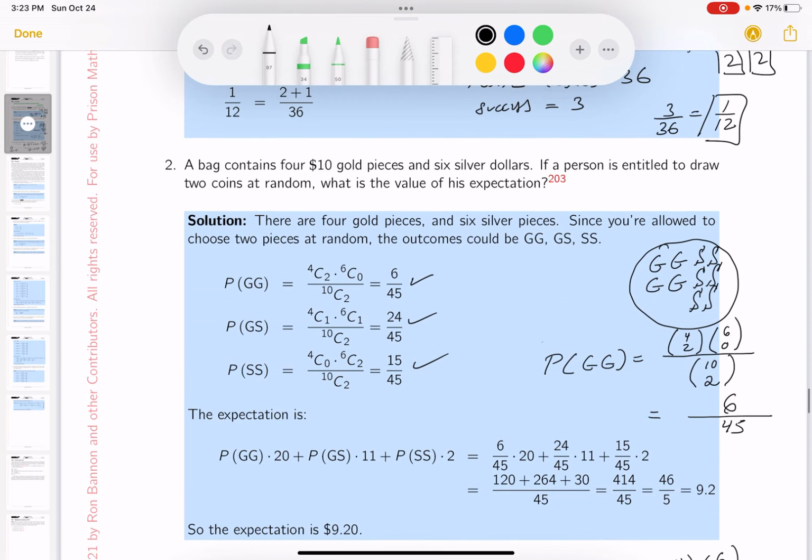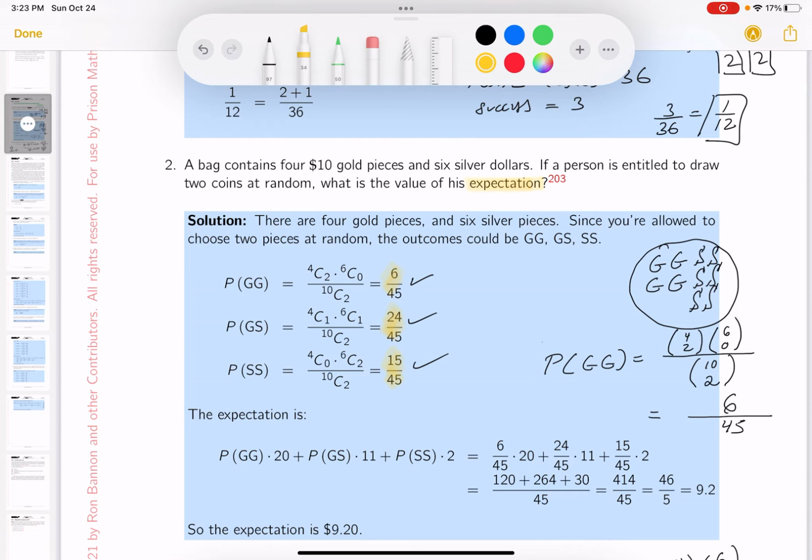But for a lot of students looking at this, I didn't even know what they were talking about when they said the expectation. Well, I hope you realize these are the choices. These are the outcomes. Now, if you added all those together, what would you get? 6 and 24 is 30, and 30 and 15 is 45. So this really is just a 100% chance this is going to happen.